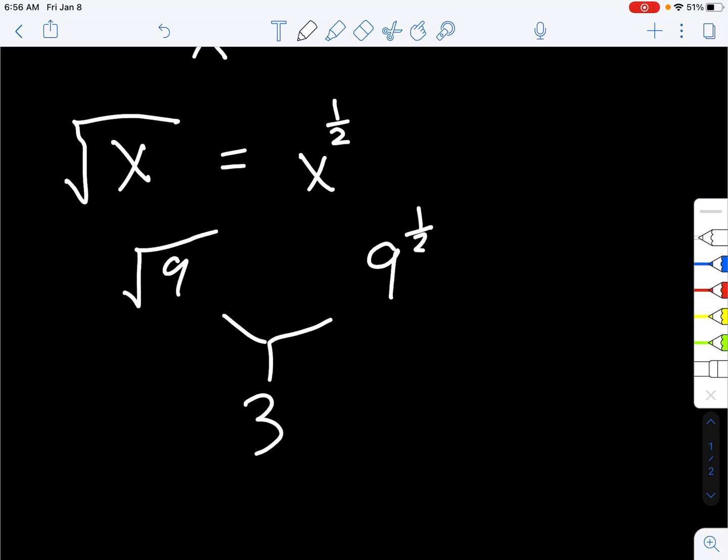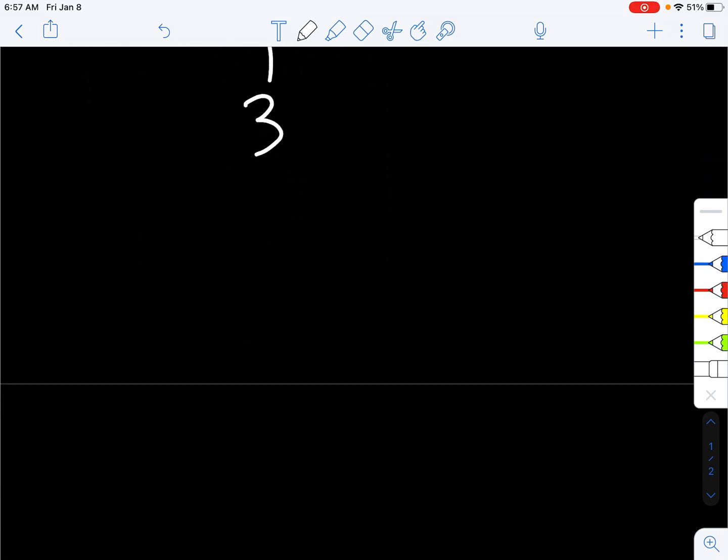They're the same thing. I mean, think about it. When we're squaring something, that's to the second power, but we're doing the square root. So really, there's kind of an imaginary 2 here that we don't write all the time, and that's why we can know 2 is our denominator here.